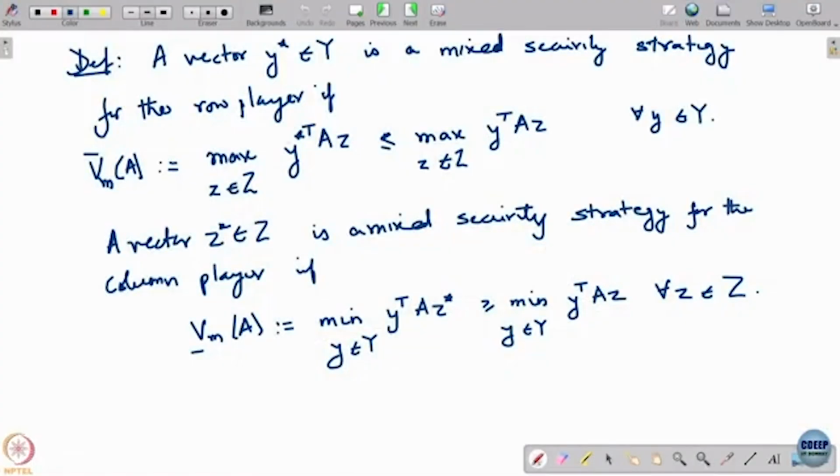But is that enough? Because if you see how VM has been defined, yes, the mixed strategies are more general than the pure strategies, but you are also maximizing over a different set now. Earlier you were doing max over j, now you are doing max over z. So the maximization is also being done over a larger set. Okay.